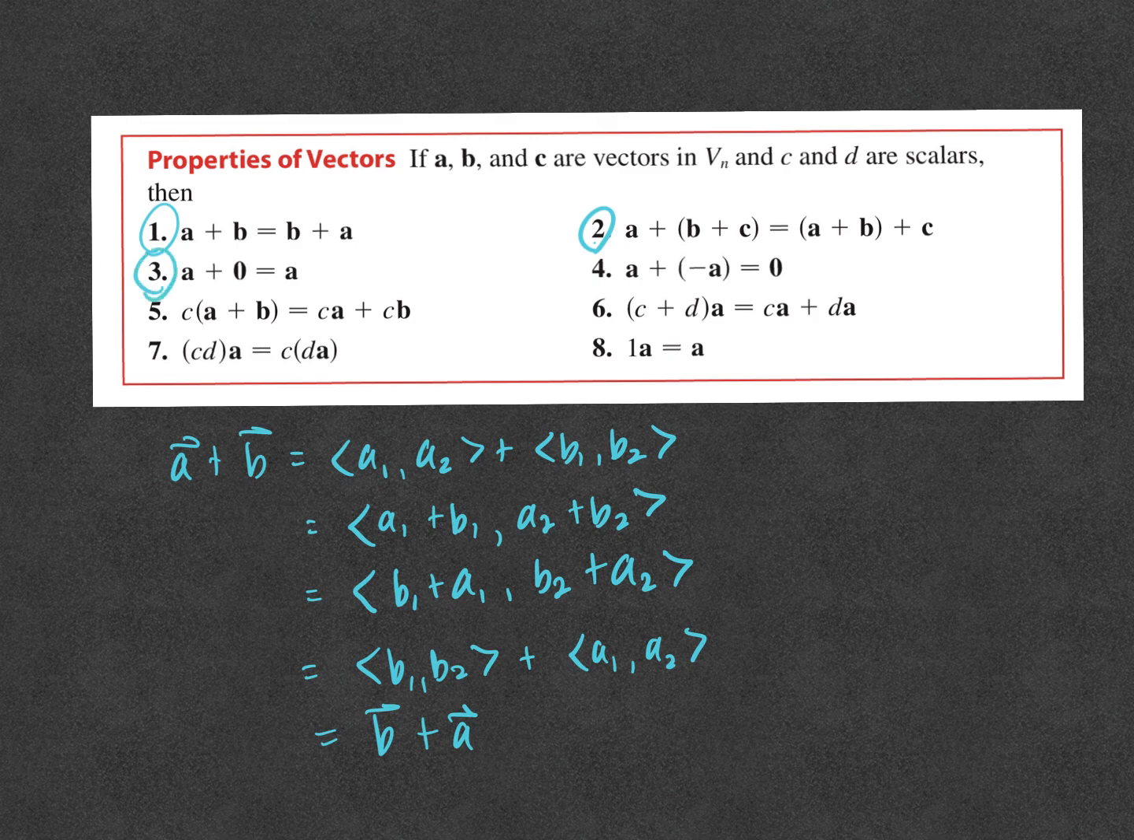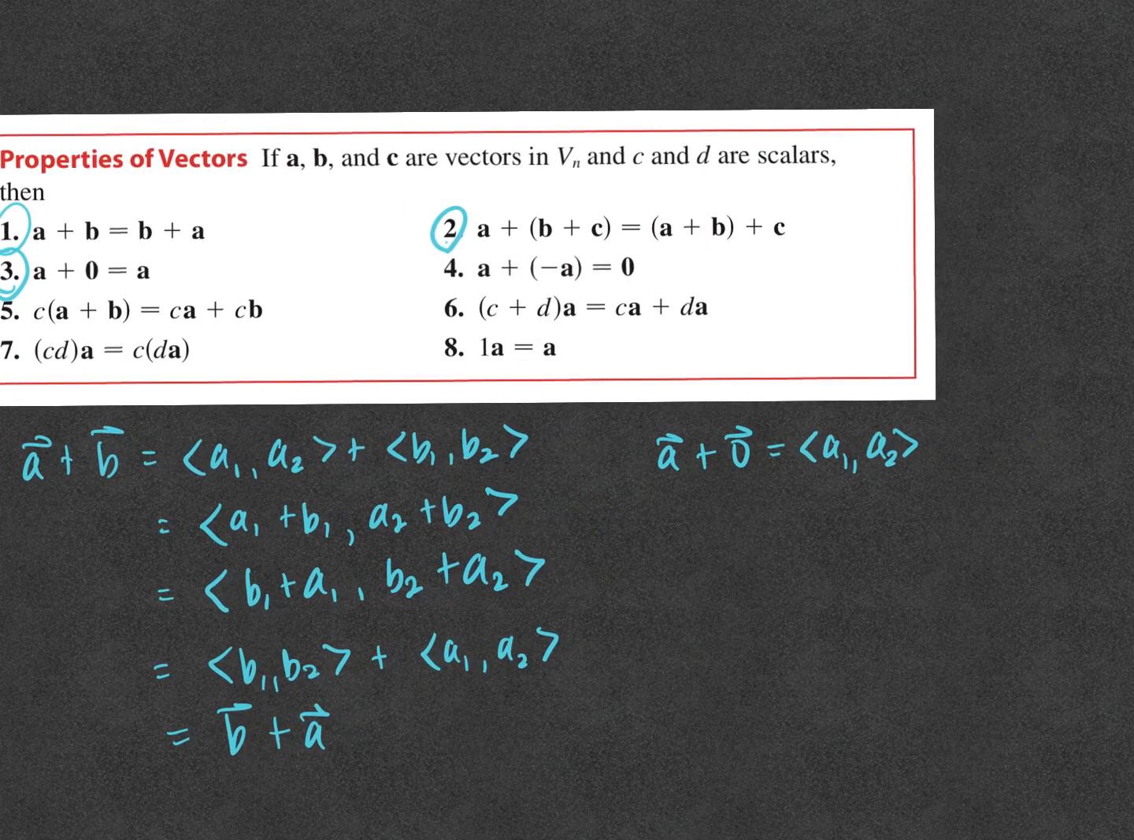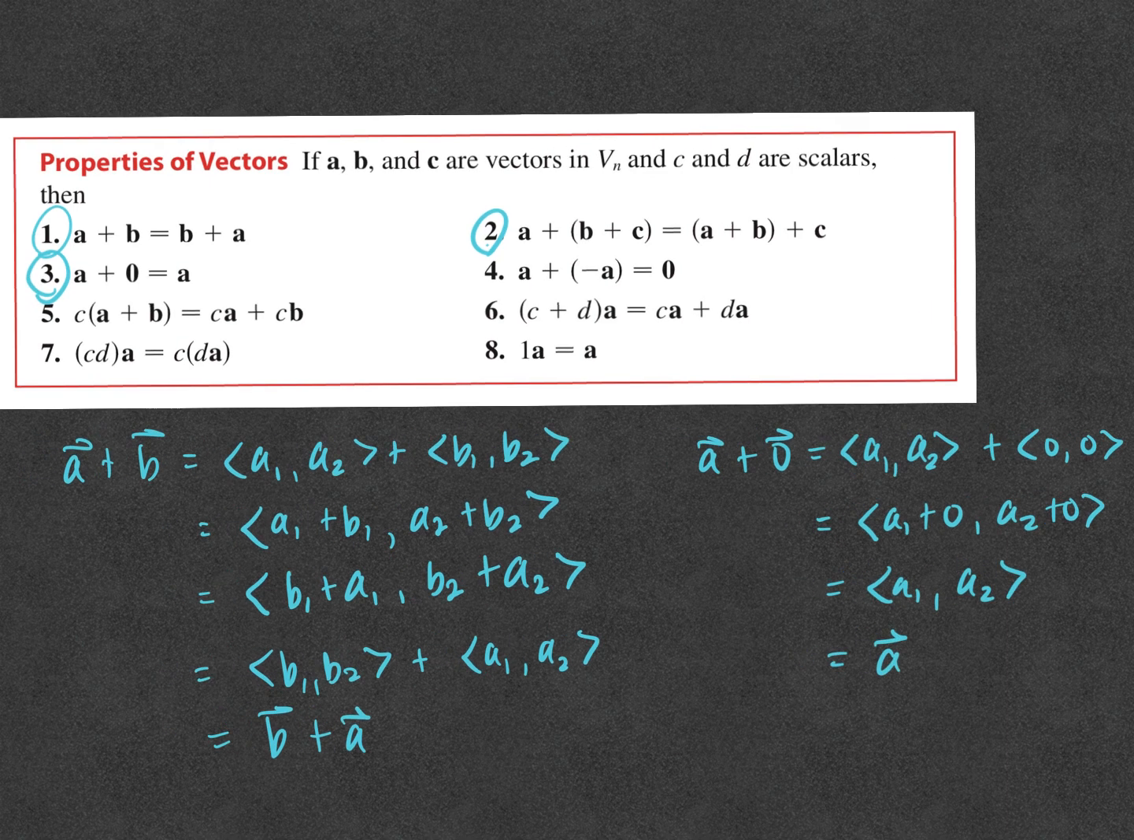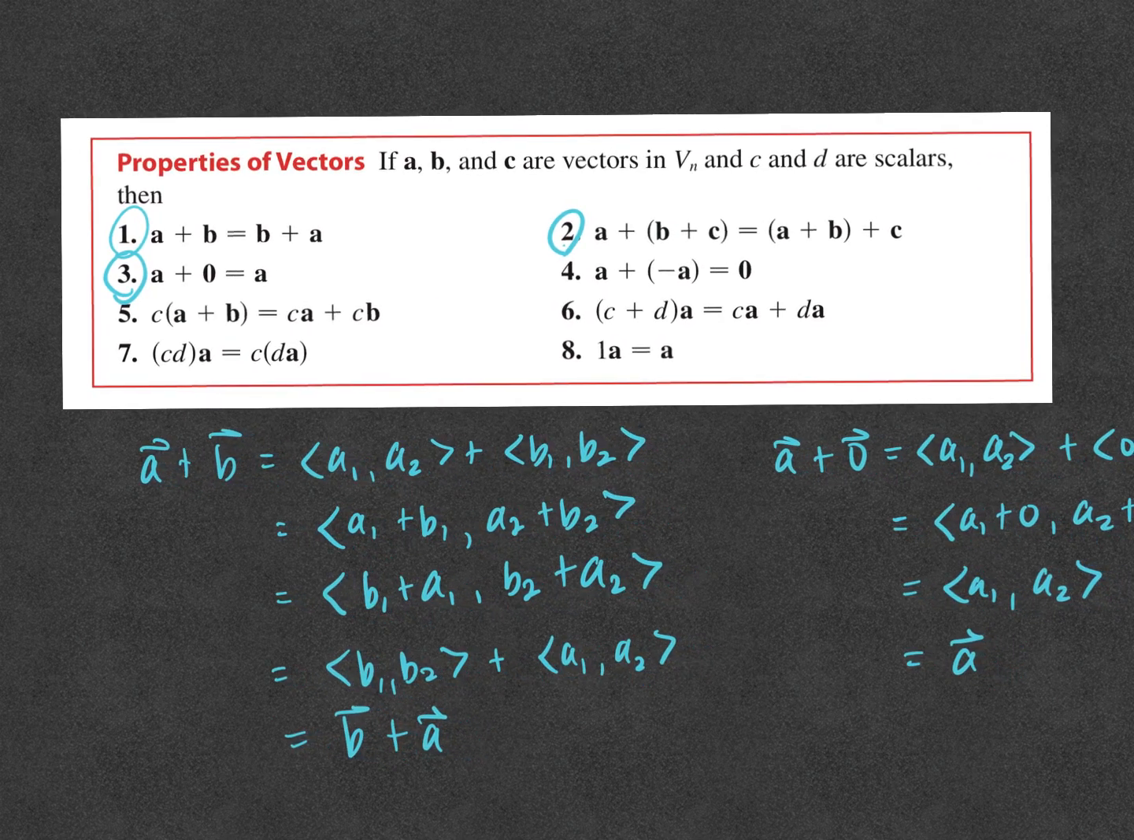Number 3 says the additive identity property is true. So A plus the 0 vector. So that would be A1, A2, plus 0, 0 equals A1 plus 0, A2 plus 0. So this is A1, A2, because when you add 0, you still get the same number. So this is vector A. So you can see that the identity property for addition holds.